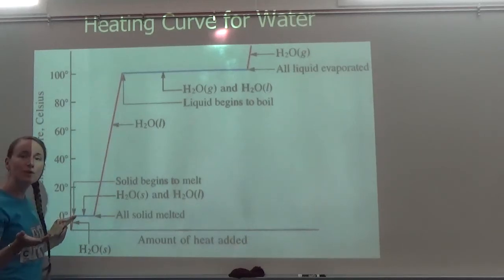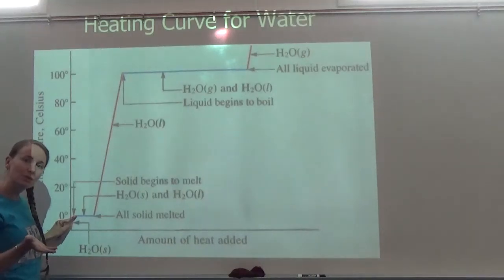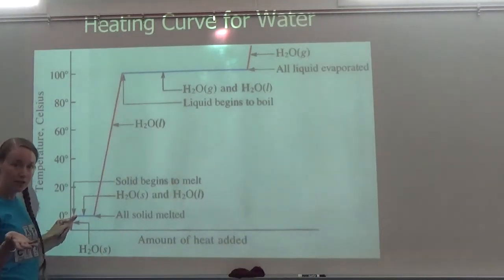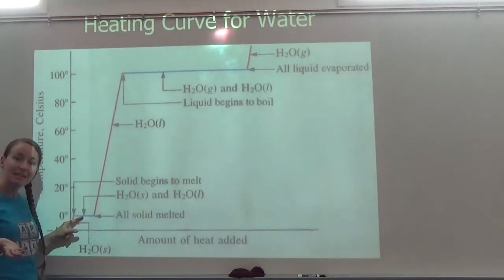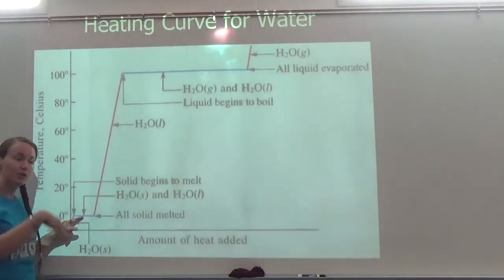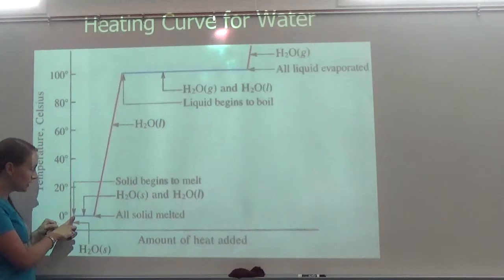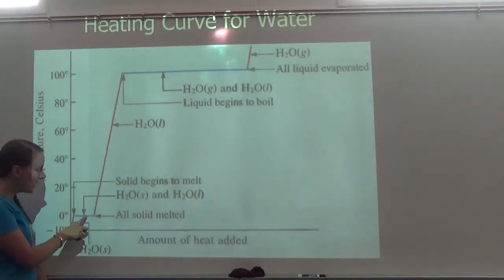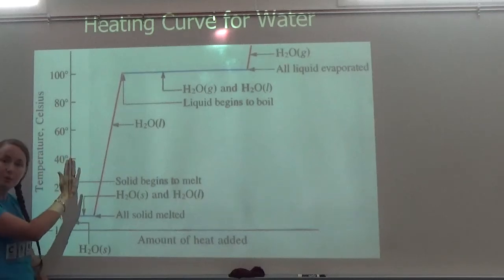Once it hits 0, what happens? Well, 0 is the freezing or melting point of ice or water. It just depends. Are you adding heat? In that case, it's the melting point. Or are you removing heat? In that case, it's the freezing point. So if you notice, once we hit 0 degrees, the line flattens. It doesn't go up anymore.